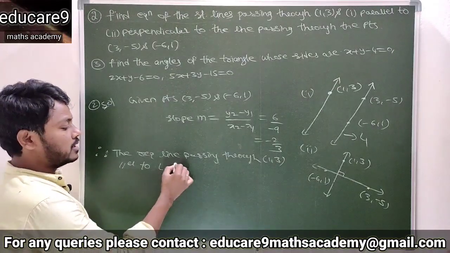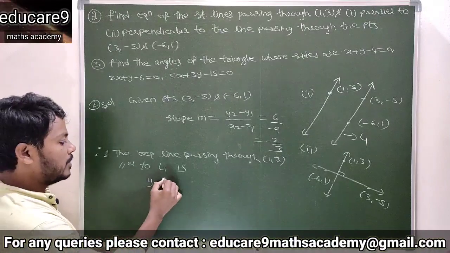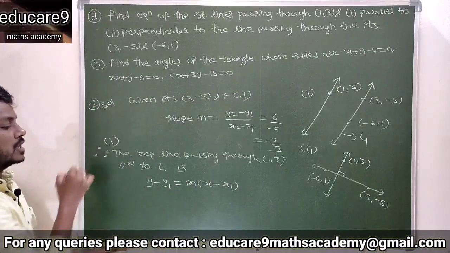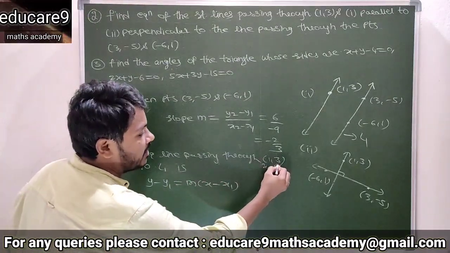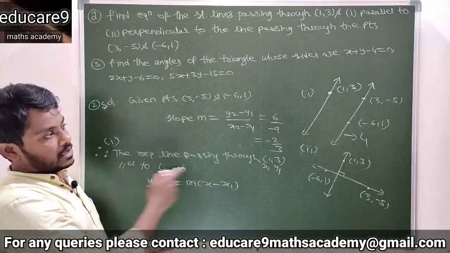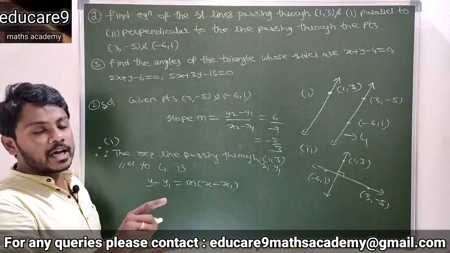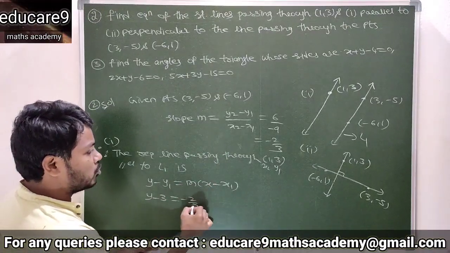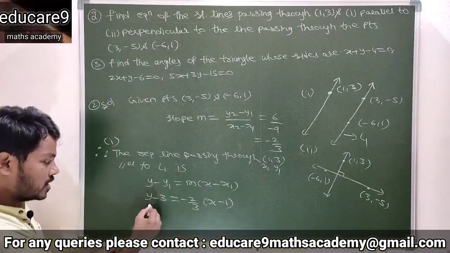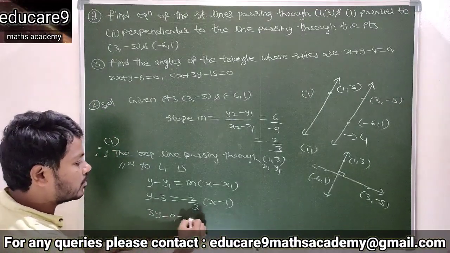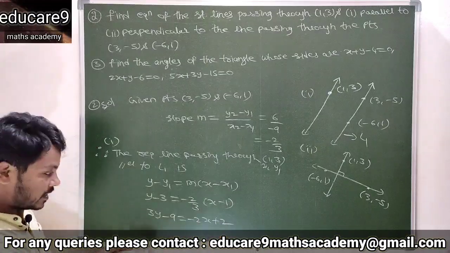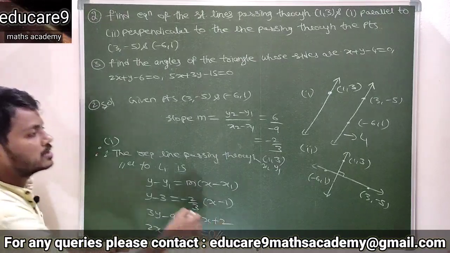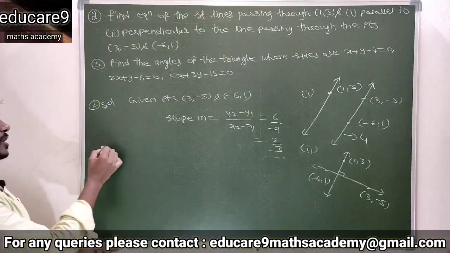So what is that equation? It is y minus y1 is equal to m into x minus x1. So this is the first case. This is x1, y1. The required line is parallel to this line, so the slopes are equal. So that is y minus 3 is equal to minus 2 by 3 into x minus 1. So this is 3y minus 9 equals minus 2x plus 2. So clearly this is 2x plus 3y minus 11 equals 0. So this is the first case. And see the second case.